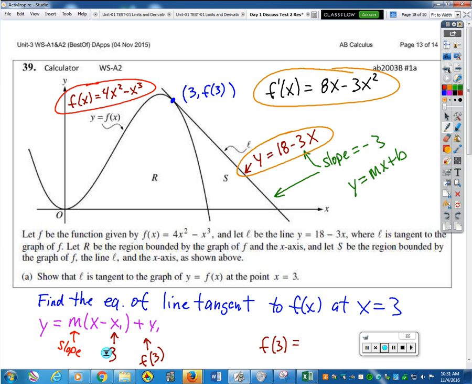So everyone who knows how to find the slope of this line at this point, which is really the slope of this curve at this point, raise your hand. Okay, everyone who knows. How are we going to find the slope of the line tangent to f at 3?